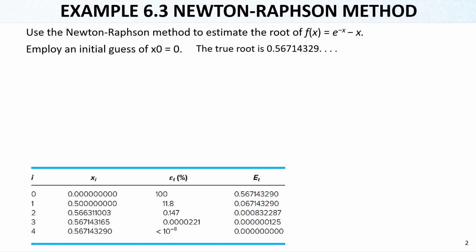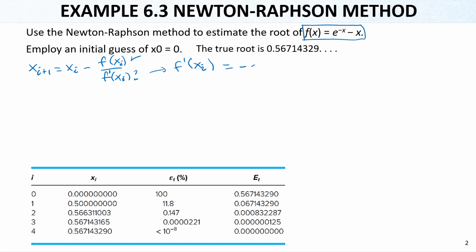To be able to use the Newton-Raphson method, we need to find the derivative of the function, because if you remember, the Newton-Raphson was xi plus 1 is equivalent to xi minus f(xi) divided by f'(xi). So we need this function. We have this function, but we don't know this. So we can find f'(xi) using the actual function here and taking the derivative. If we take the derivative of this, it is minus e to the minus x minus 1. So this x is xi, basically.